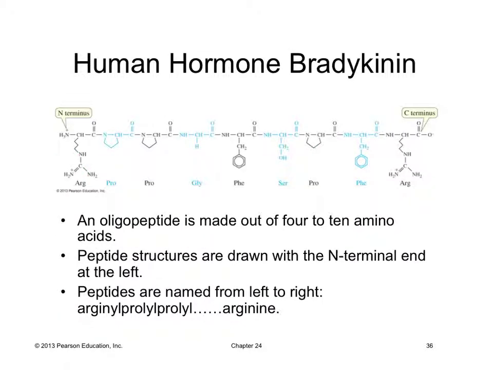If we look at the human hormone bradykinin, this is just a peptide sequence comprised of arginine, proline, proline, glycine, phenylalanine, serine, proline, phenylalanine, arginine. As you can see, the N terminus is the amine, and the carboxy terminus is called the C terminus, and they're usually drawn from left to right.